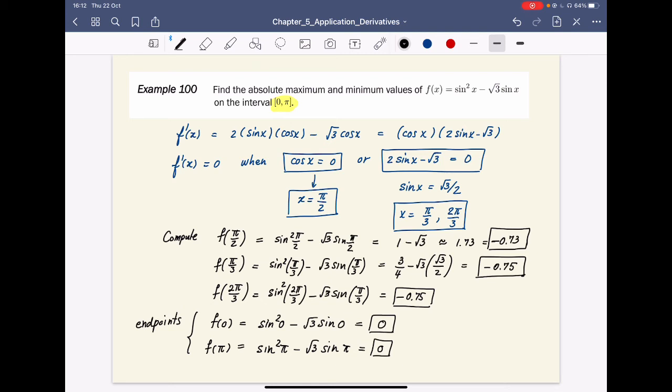All right, so now to conclusion. So what is going to be our absolute max value and absolute min value? So absolute max value, this is going to be 0, right? Because 0 is the biggest one. Compare the 5 numbers here. And also the absolute minimum one. This is going to be negative 0.75. All right.